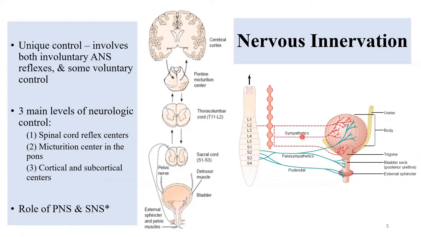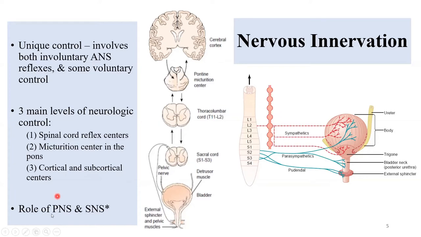You have sympathetics, you have parasympathetics, and you have a somatic nerve, all innervating the bladder. These are the three levels of control. This is another way of looking at it: the spinal cord reflexes, which is this and this. Then you have the micturition pons area, which has a part to play in this, and the highest is the cortical and subcortical structures, basically in the forebrain.